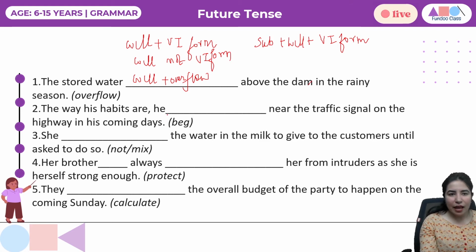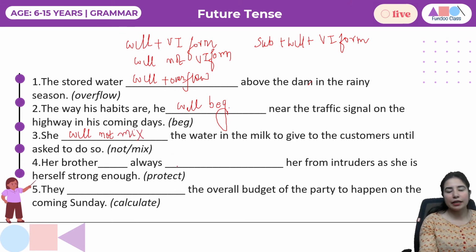The way his habits are, he begs near the traffic signal on the highway in his coming days. That's sad, but we'll complete it. He will beg, right? She mixes the water in the milk to give to the customers until asked to do so. So not gives you this indication that we have to make a negative sentence. So we'll go for this. She will not mix the water in the milk to give to the customers until asked to do so. Her brother will always protect.